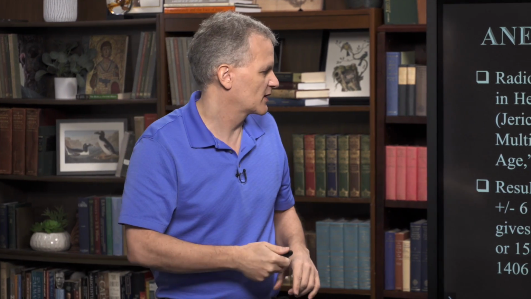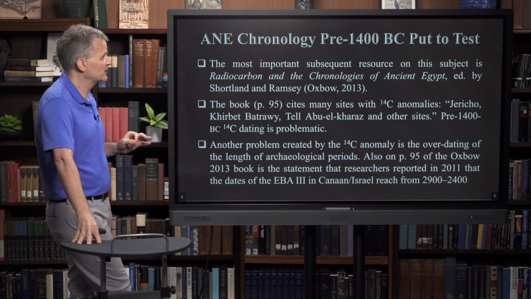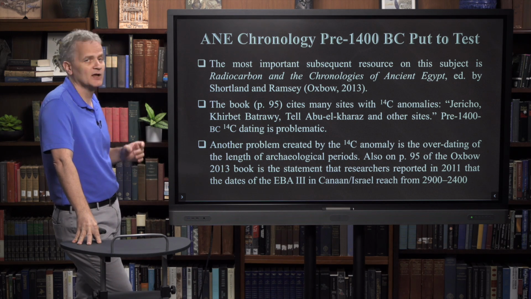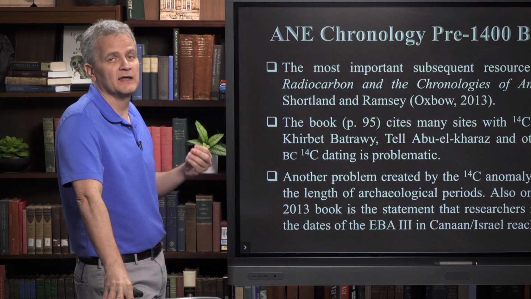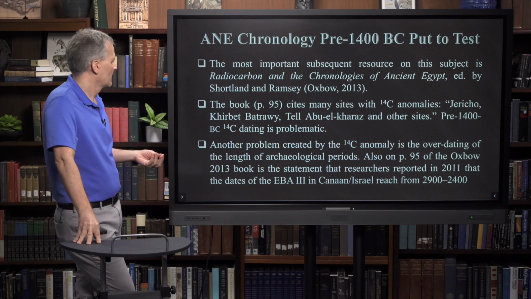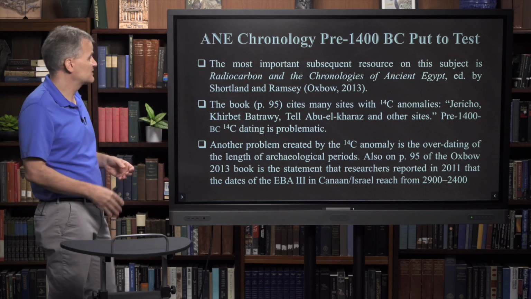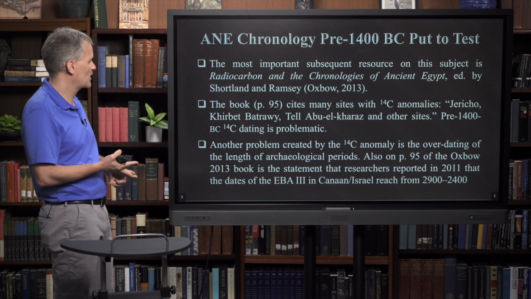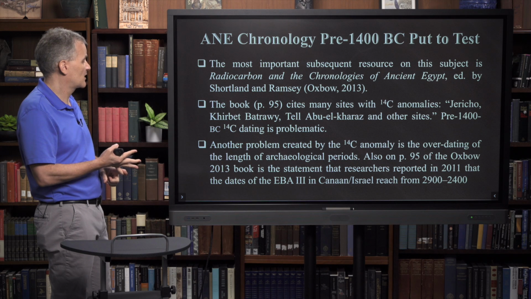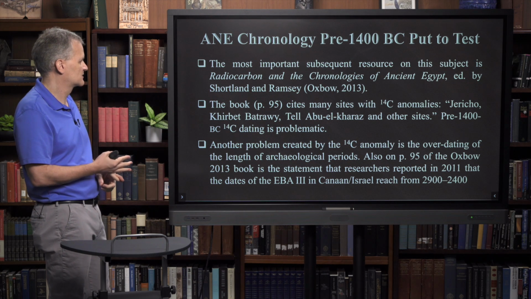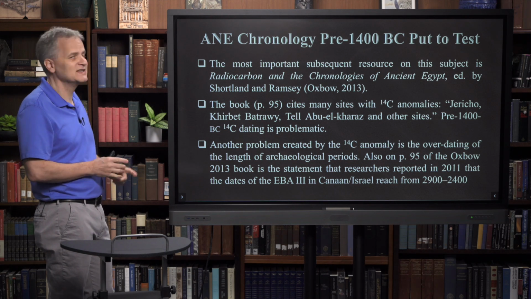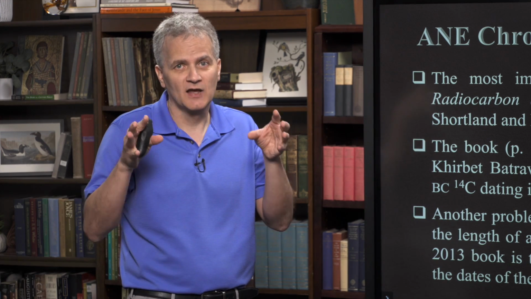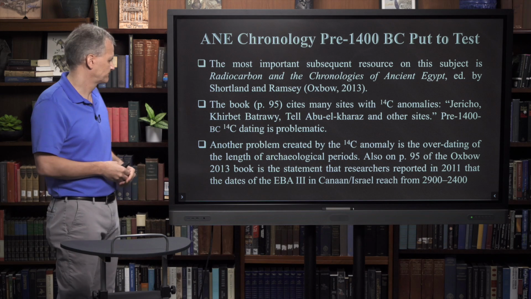So if we can fix the dating for these other places in the ancient Near East, we can also fix it for Jericho. The most important subsequent resource on this subject is Radiocarbon and the Chronologies of Ancient Egypt, which is a book that came out, Oxbow book, in 2013. The book, on page 95, cites many sites with carbon-14 anomalies: Jericho, Khirbet Batrawi, Tel Abu el-Kharaz, and other sites. Pre-1400 BC dating is problematic, and it's consistent in its problematic nature.